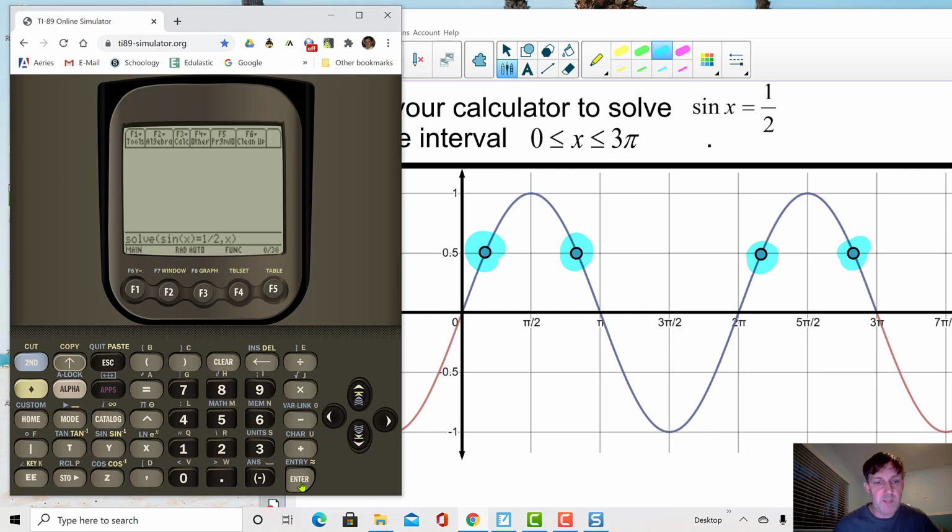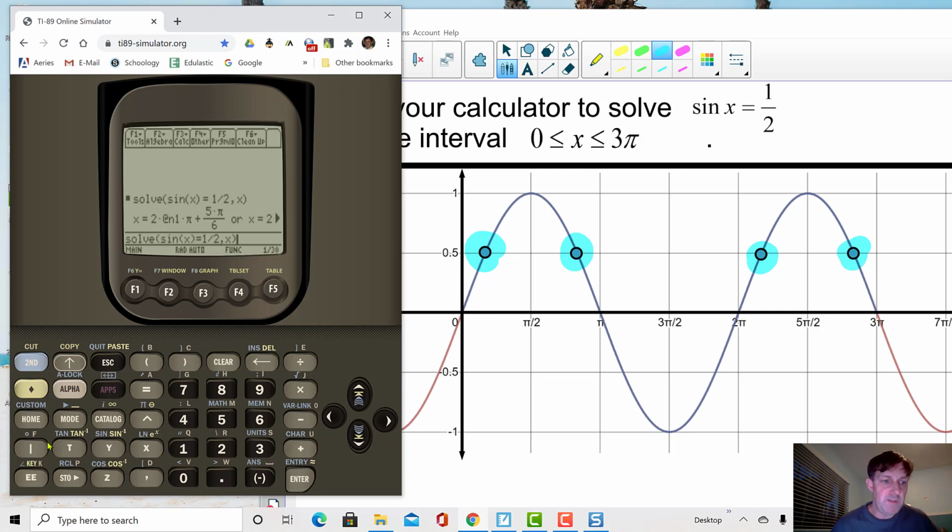The problem is if I push enter, it's going to give me some weird rule about how to find the solution. If you look here, it says at n1. Well, that's meant to just be an integer. But it gives me some weird rule. I don't want that. I want all the answers. Just tell me what the answers are. So we want to go between 0 and 3 pi.